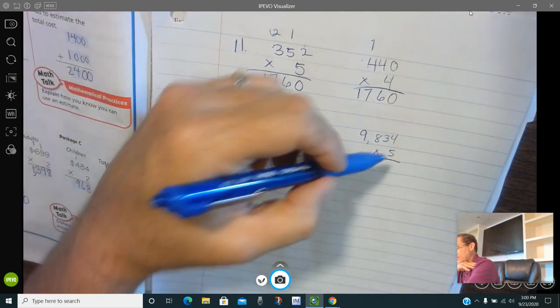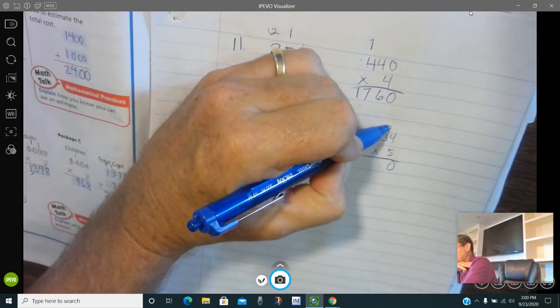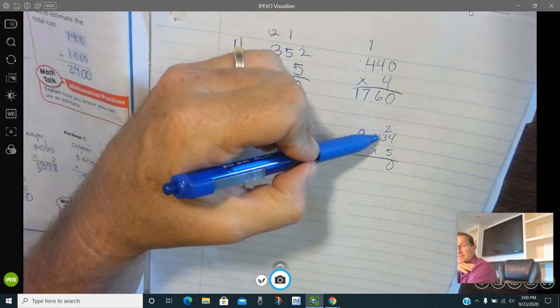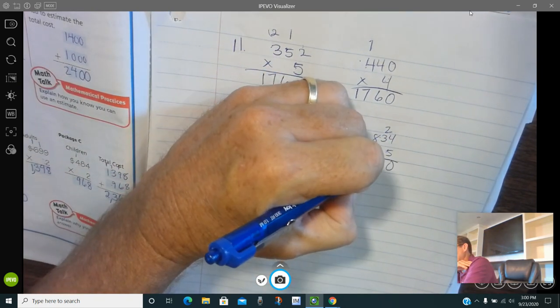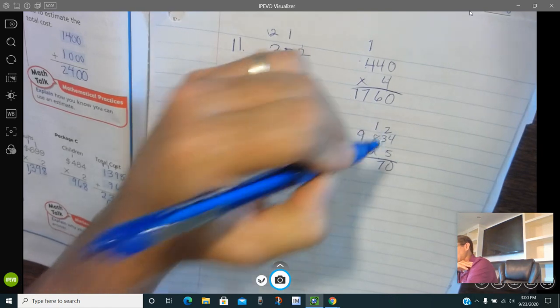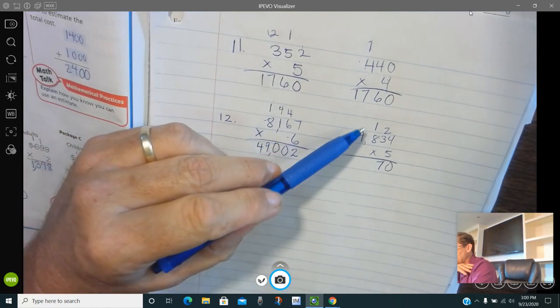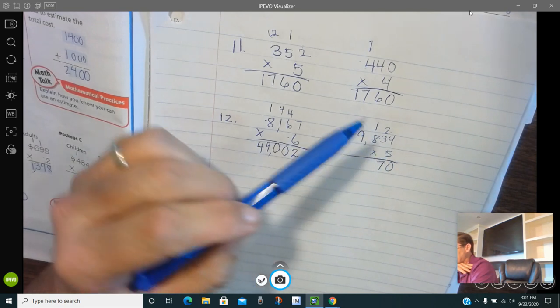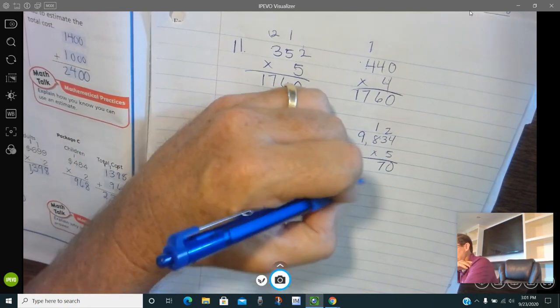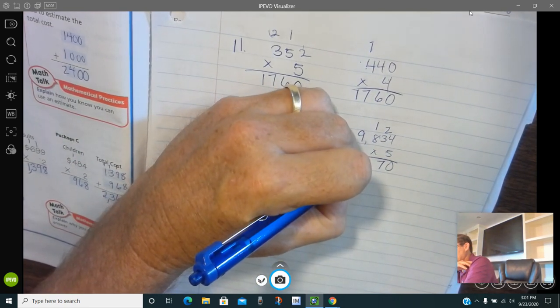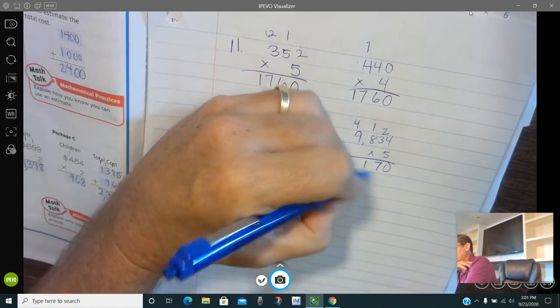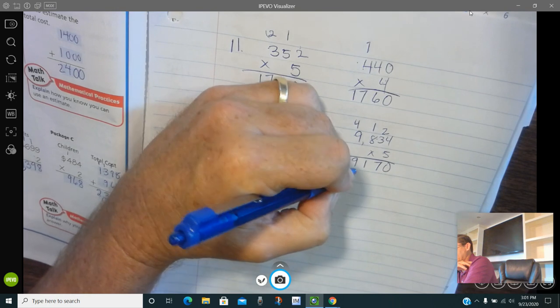All right, second one. 5 times 4 is 20. Regroup as 2 tens. 5 times 3 is 15. Plus 2 regrouped tens gives me 17. Rename 10 of those 17 tens as 100. 5 times 8 is 40. Plus 1 more is 41. And 5 times 9 is 45. Plus 4 more is 49,000.